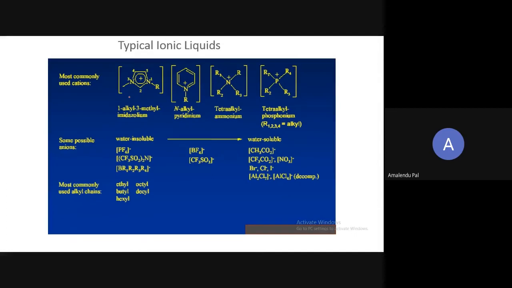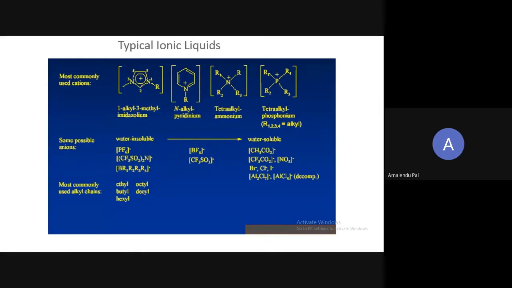Again, I'm telling you, if you take ethyl here, that methyl can be changed. That methyl may be ethyl. So that is 1-octyl-3-ethyl imidazolium. Permutation combination, therefore, 1-butyl-3-hexyl imidazolium. You see the permutation combination. So you see, it is a degenerate solvent, you can change whatever you want. By changing the alkyl group, you can prepare it.